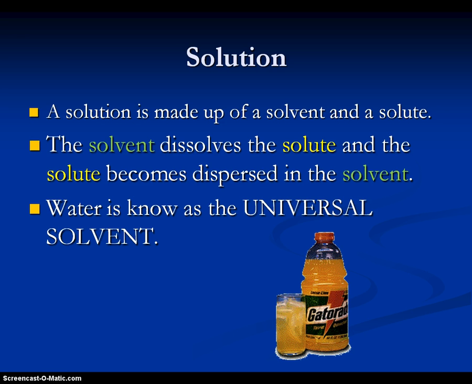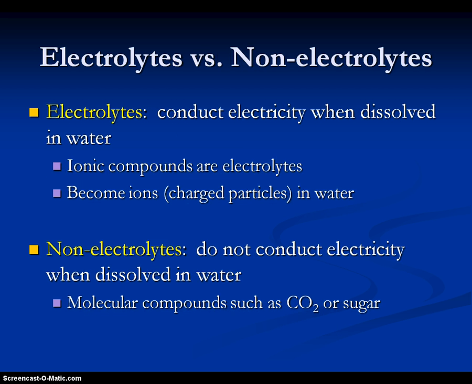Water, we learned, was known as the universal solvent, and the reason why it's given that name is because it can dissolve ionic compounds as well as polar covalent compounds. The only thing water does not mix with is non-polar covalent compounds. So when we dissolve an ionic compound in water, we call it an electrolyte. And the reason is because it can conduct electricity when it's dissolved in water.